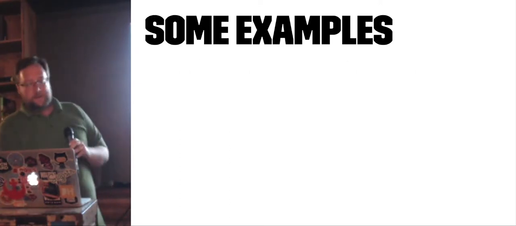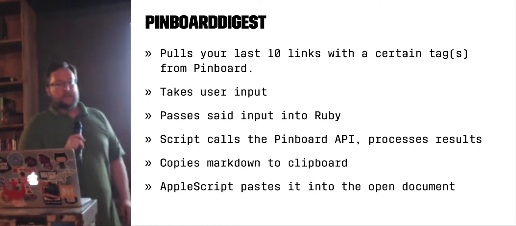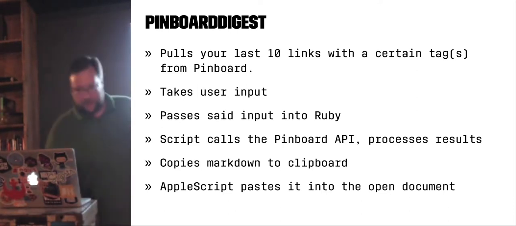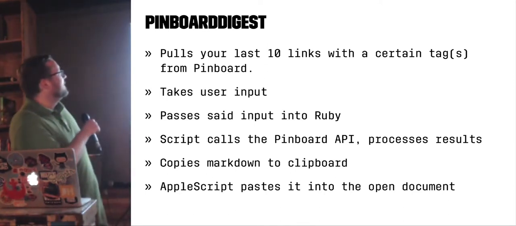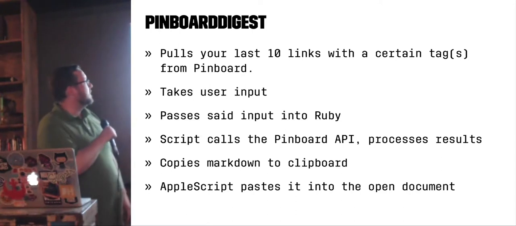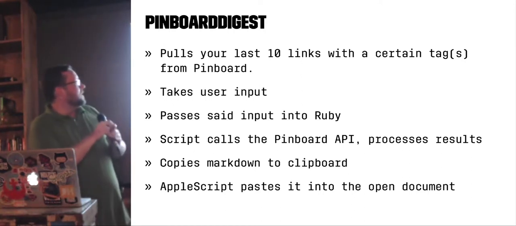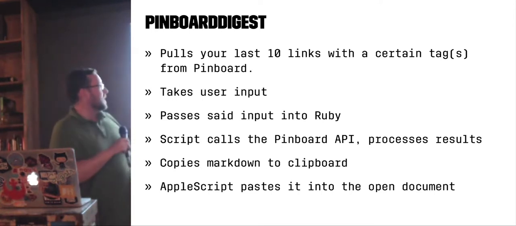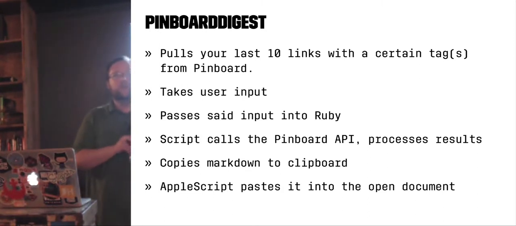So a couple of examples to make this a little bit more clear. This is one I wrote, actually a couple of years ago at this point, called Pinboard Digest. How many people are familiar with Pinboard? Right? It's like a bookmarking service, kind of like Delicious back in the day. The Delicious irony is that the maker of Pinboard bought Delicious, which I find fun. What it essentially does is it pulls your last 10 links with certain tags from Pinboard. It takes user input, so it figures out which tags it is you want. Processes said input into Ruby. The script calls the Pinboard API and then processes that JSON result. Copies markdown to your clipboard, and then uses AppleScript to paste it into whatever document you have open at the time.